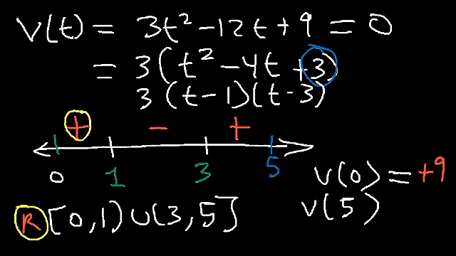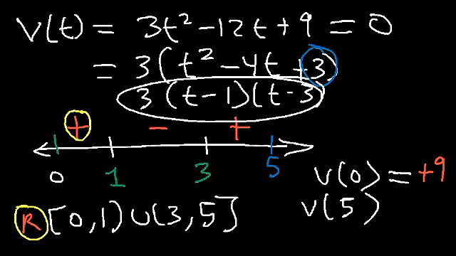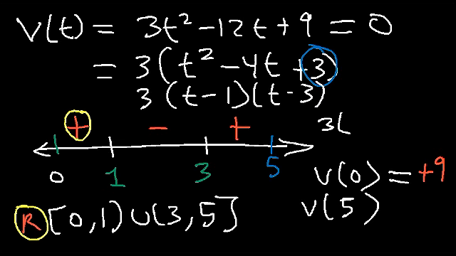If you plug in 5, it might be easier to use this form. It's going to be 3 times 5 minus 1, which is 4, times 5 minus 3, which is 2. 2 times 4 is 8 times 3, that's positive 24. So at 5, the velocity is positive. So it's moving to the right, so it includes 5. If it includes the answer, use brackets.